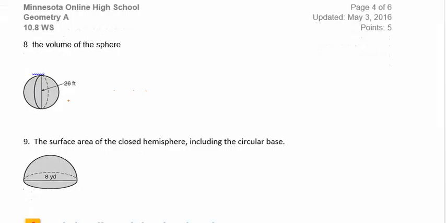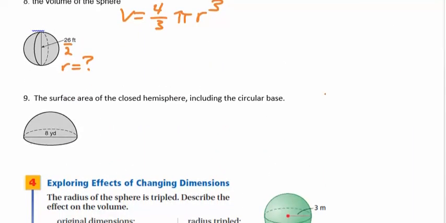In this one, the volume of the sphere is 4/3 pi r cubed, but we don't know the radius yet. We are given the diameter, so you would divide that by 2 to get the radius.